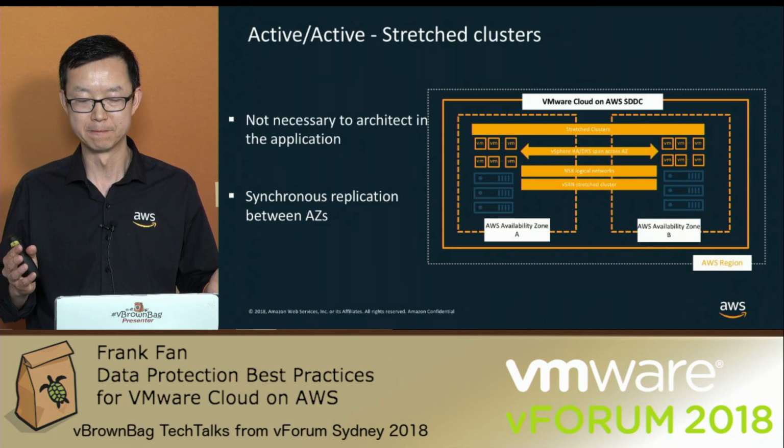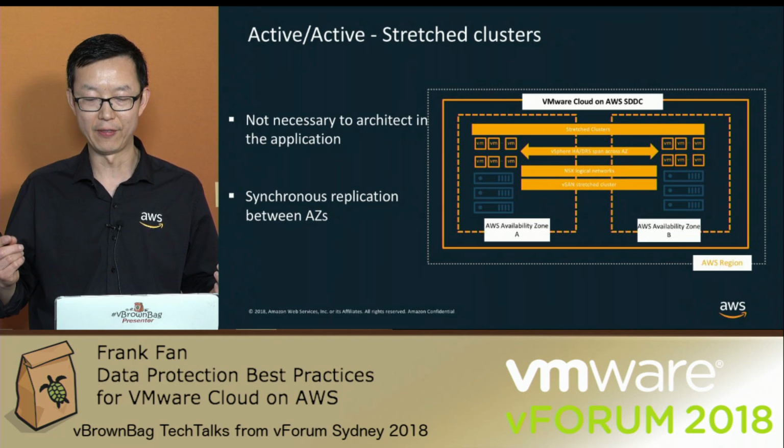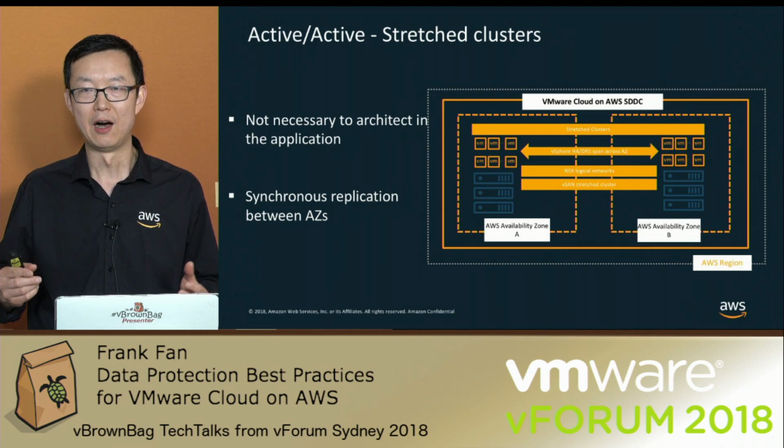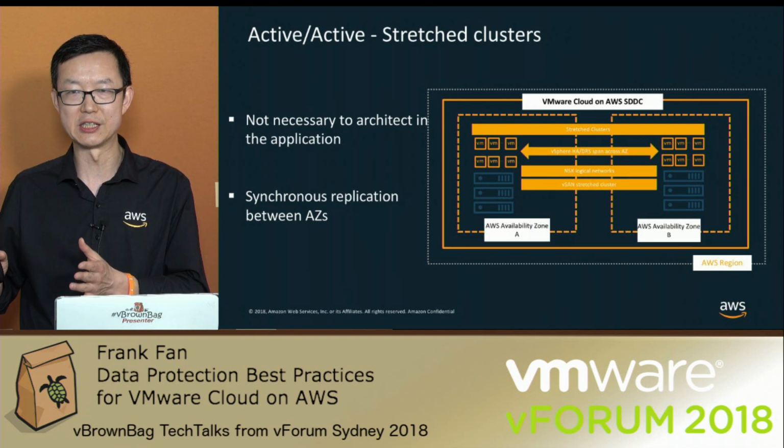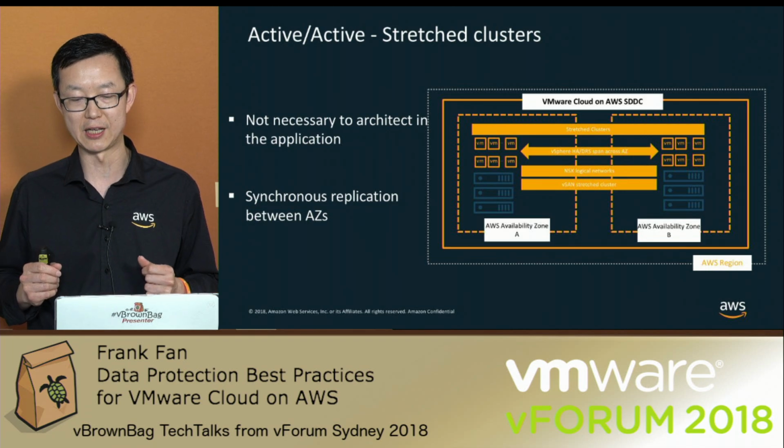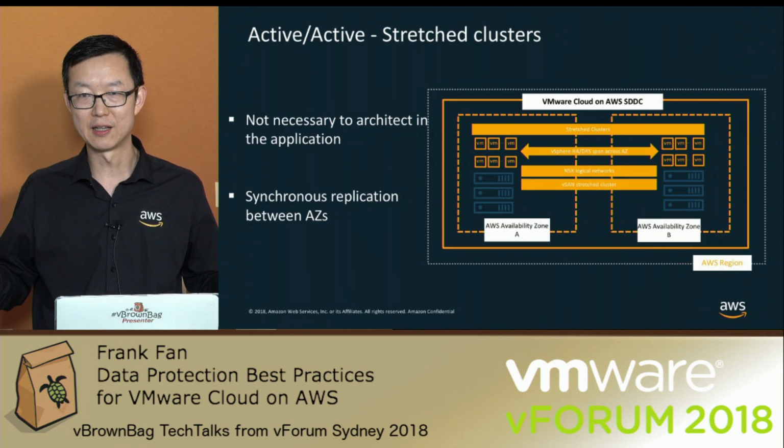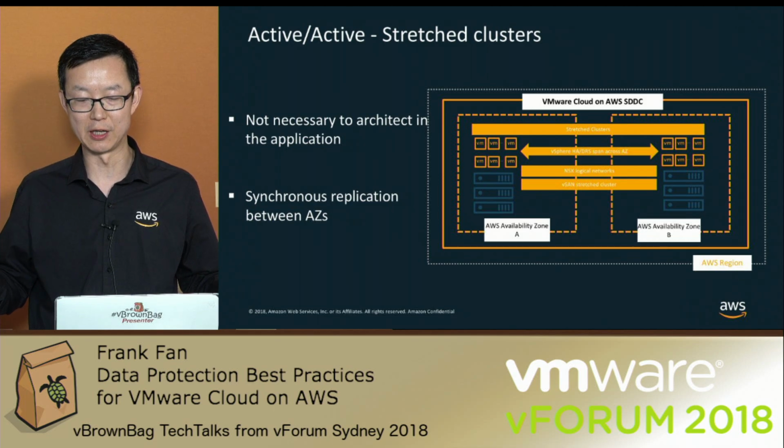If that happens, it's very simple for you. A VMware HA event will kick in and then start that workload in the alternative AZ, which is AZ B on the right-hand side. And this is fully transparent for the user, because we all know how HA works, and there is no human intervention.